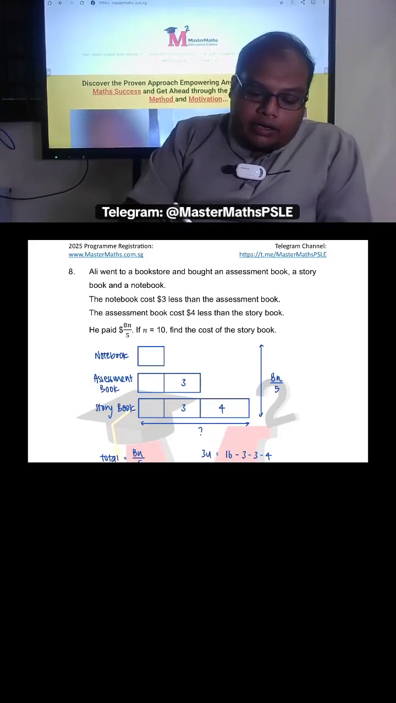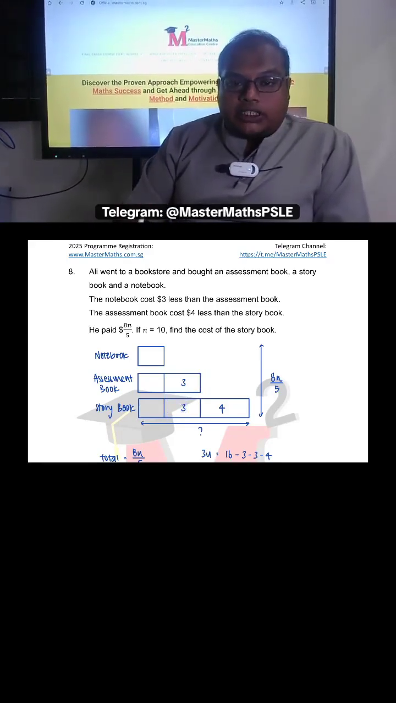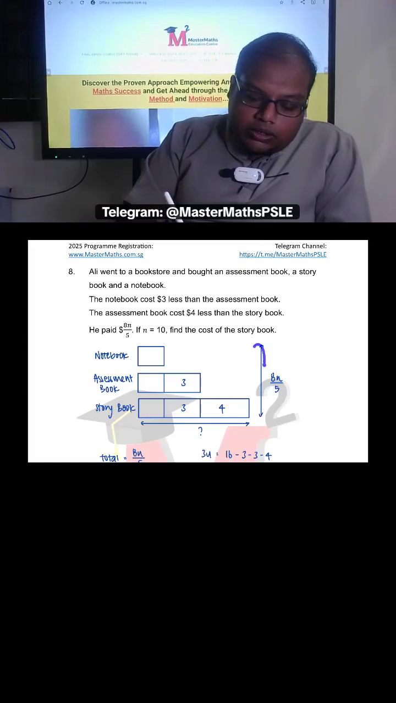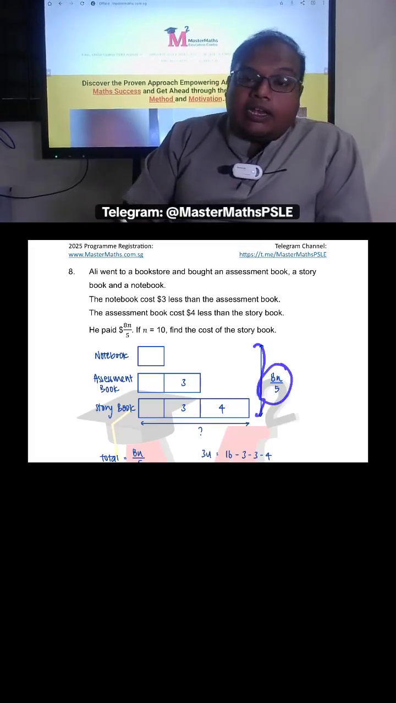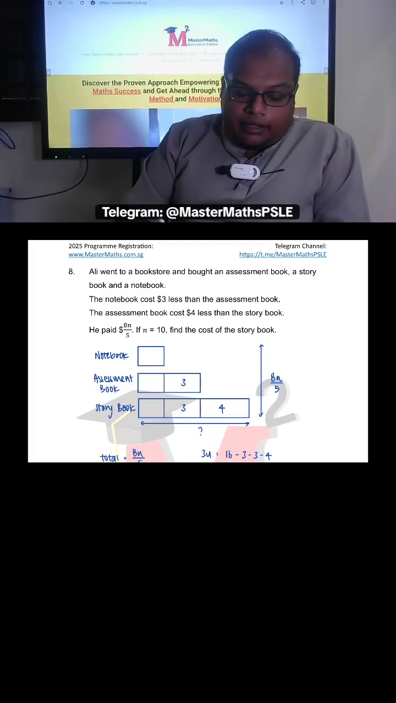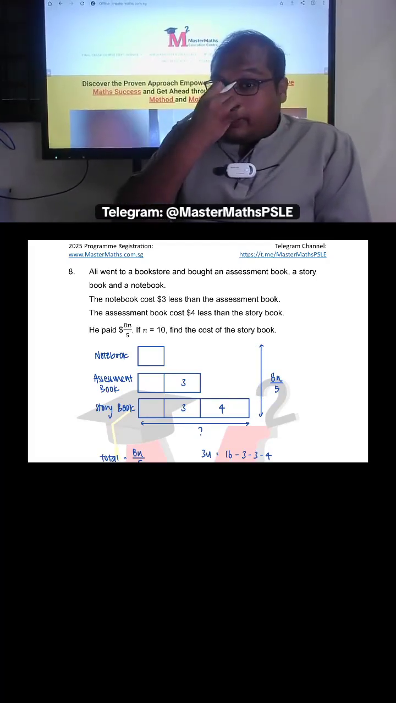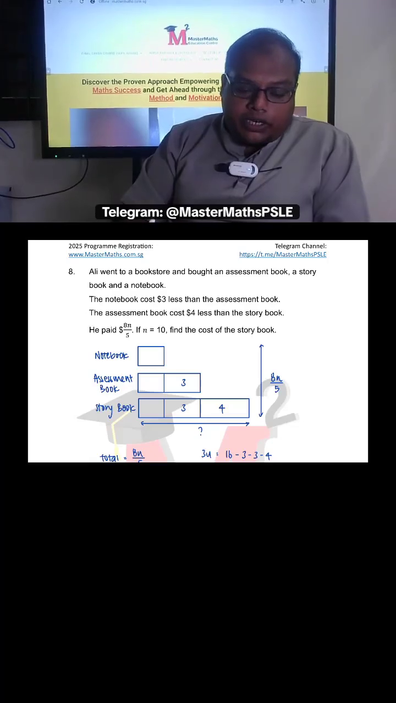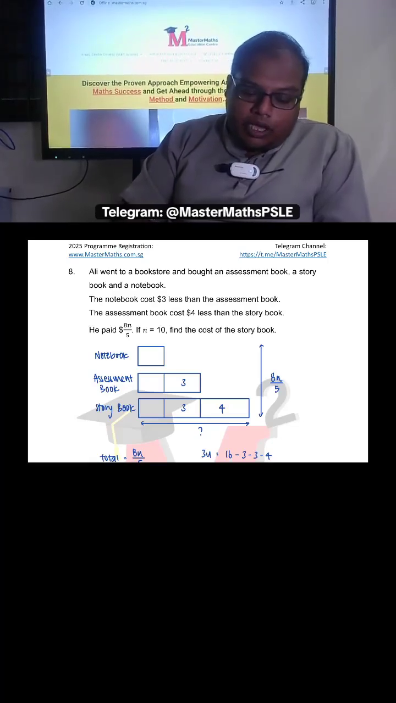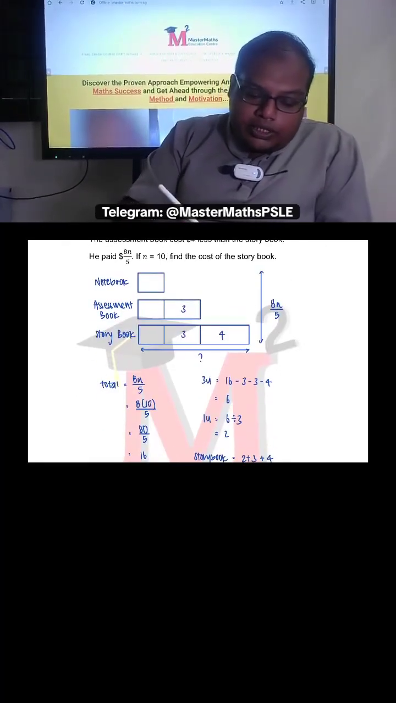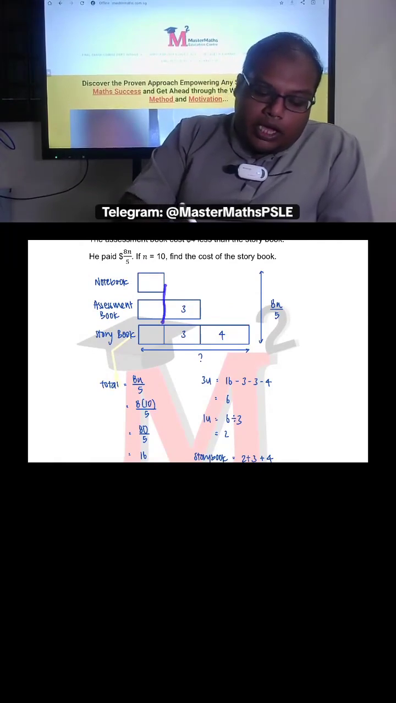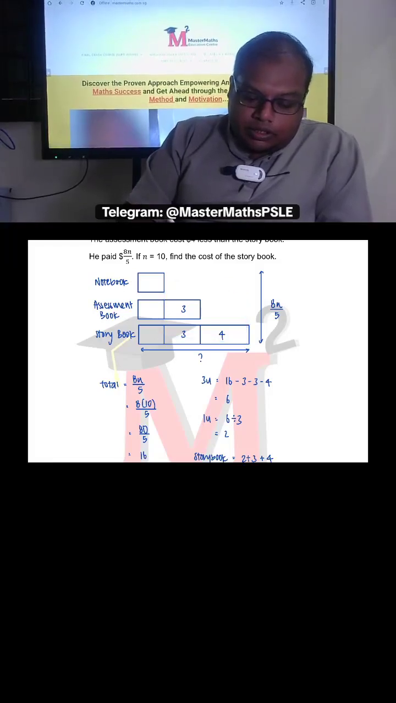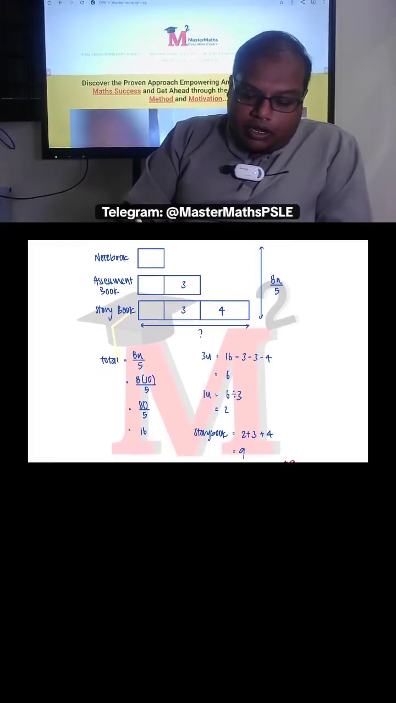Alright, but then here got this 3, right? So what I do is I trace this downwards. So here also I write another 3. And the total 8n over 5. So same like just now, right? The solving of equation portion, right? What I do is I take away these portions here first.